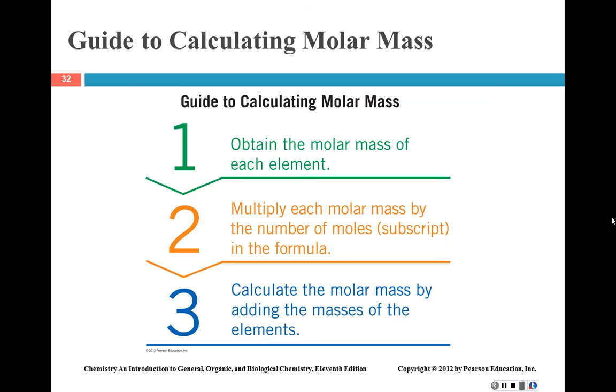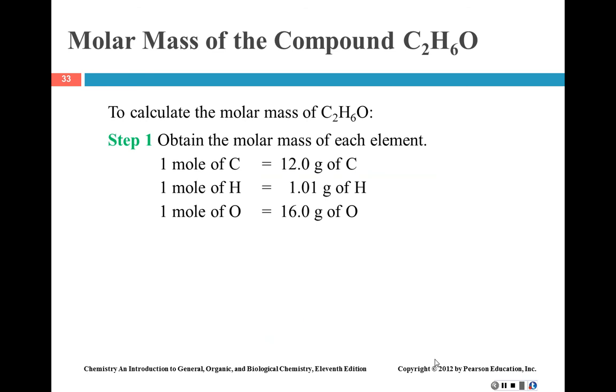Now, if we are going to find the molar mass of a molecule, we obtain the molar mass of each individual element. We multiply each molar mass by the subscript in the formula, and then we add them all together to get the molar mass. So the example here is C₂H₆O. 1 mole of carbon we know is 12 grams. 1 mole of hydrogen is 1.01 grams. And 1 mole of oxygen is 16 grams.